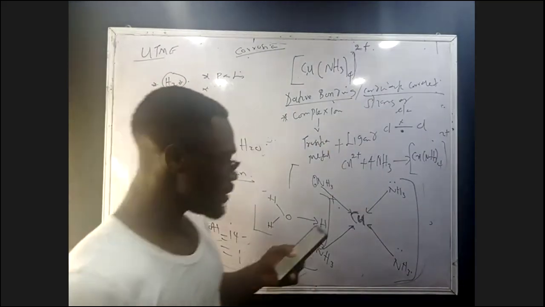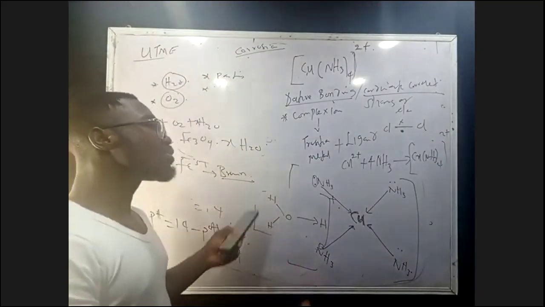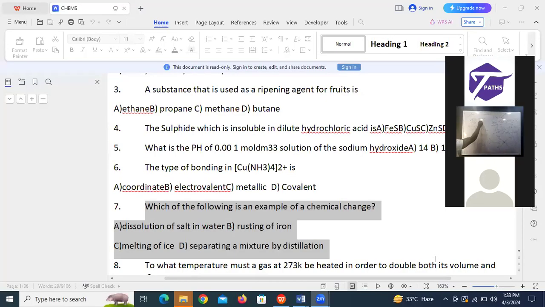Okay, so let's move on. Melting of iron is a physical process. When ice melts to water, it's a physical process. I can also go from liquid water back to ice. That is solidification. Okay. Separation of a mixture by distillation is a physical process.